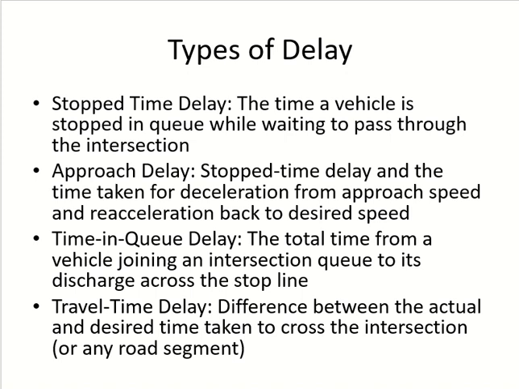Then we have the last one, which is called the travel time delay. Whether it's an intersection or a highway, it has the same definition: the difference between the actual travel time and the desired travel time. Actual means whatever you observe. You can observe the actual travel time with a stopwatch. How much time is actually taken by the car to cross? That is actual. But how do I get the desired travel time?